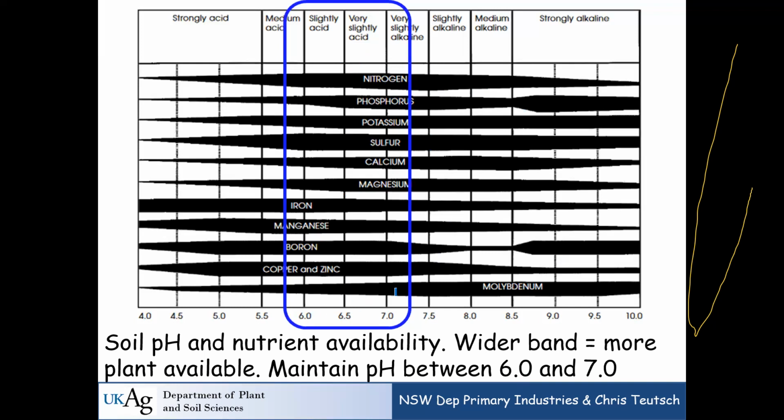There are a couple of oddballs. Molybdenum is better off at higher pHs. But other than that, there's a pretty good balance among all the nutrients, micros, macros, secondaries, primaries, if we keep that pH somewhere between 6 and 7. Some plants do like it a little more acid. Blueberries are a great example. Some plants like it a little more alkaline. Alfalfa is a great example of that. But this is a general place you want your soil to be.